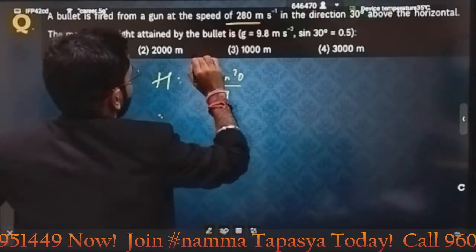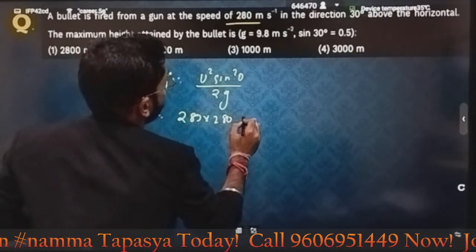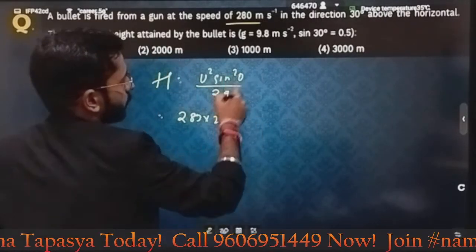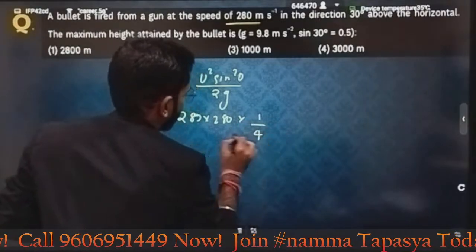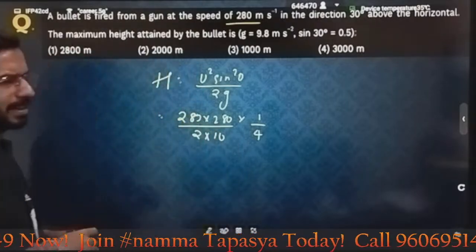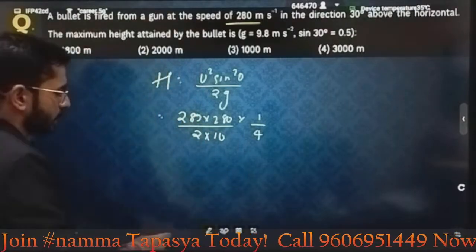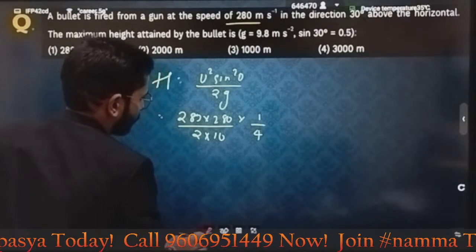Initial velocity is equals to 280. That means 280 into 30 degrees. Sine of 30 is what? Half. Half square will become how much? 1 by 4. So write it directly 1 by 4. 2 times of g. Let's suppose I am taking this as 10. Anyways, some little bit changes will be coming, but I will take it as 10. Now just about calculation.